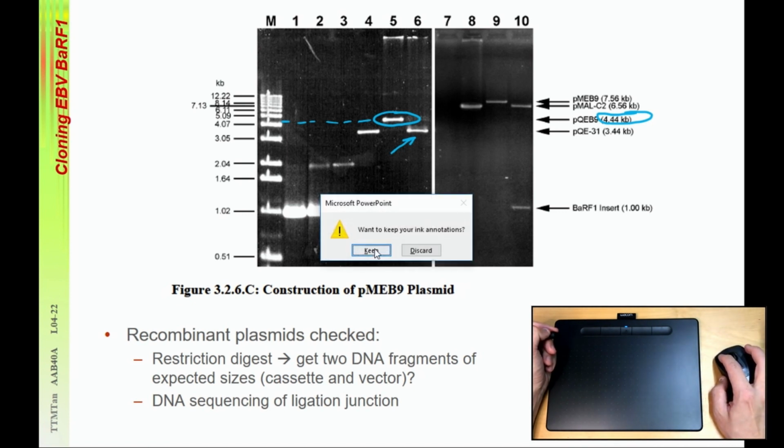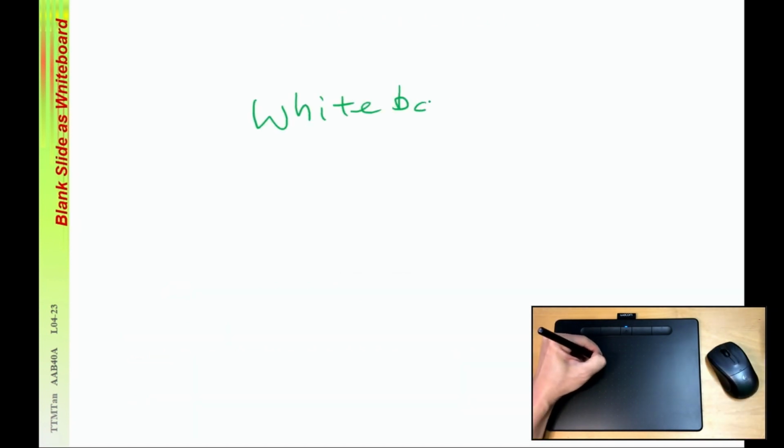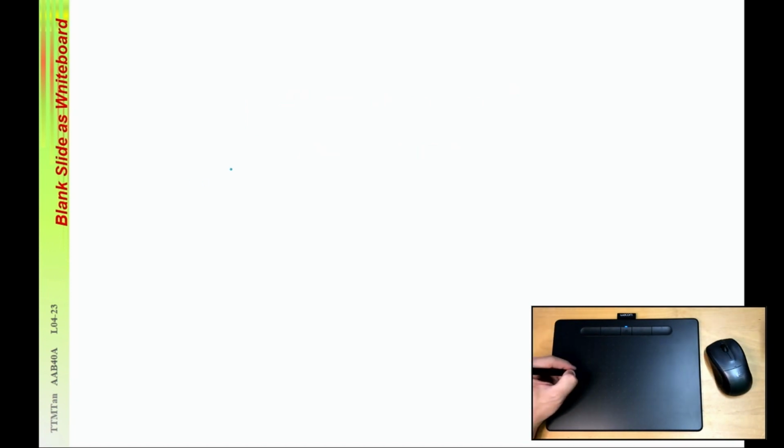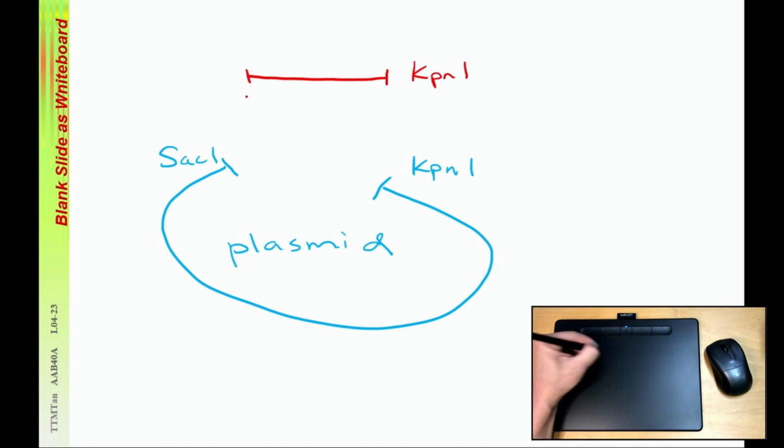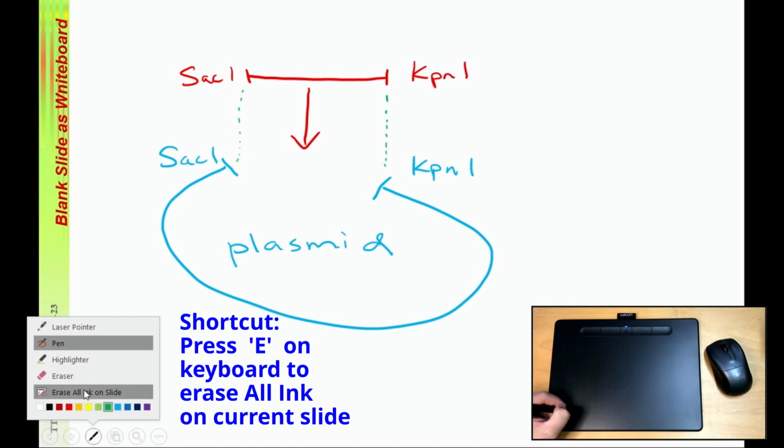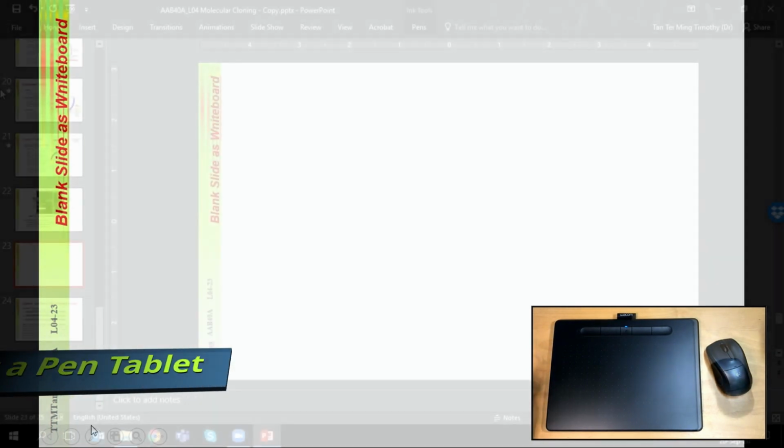Speaking of which, if you need a virtual whiteboard during a lecture, you can insert a blank white slide at the appropriate place in your PowerPoint slideshow and use that as a whiteboard area and then draw using the annotation tools within PowerPoint. This saves you having to jump back and forth into some other application or to use, for example, the Zoom whiteboard feature. To clear what you've drawn on the screen, you can just press the letter E on your keyboard to clear all the ink on this current slide.